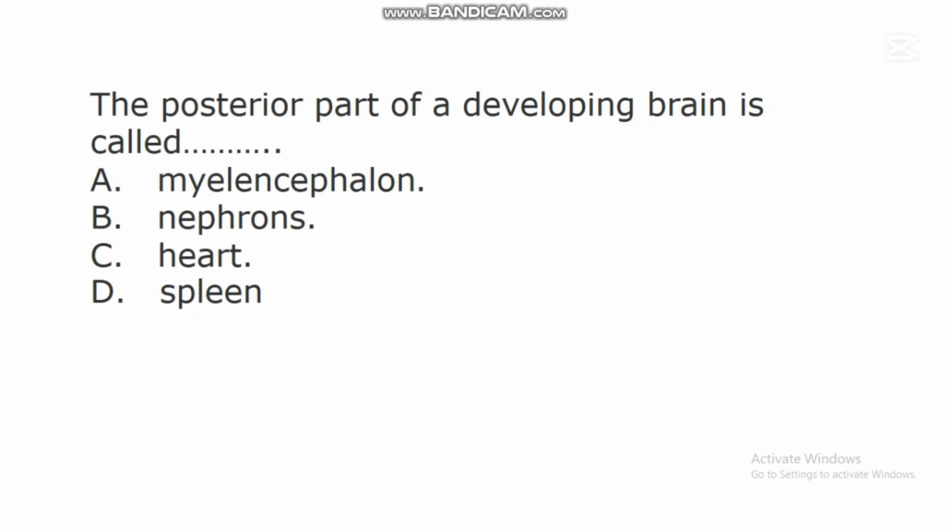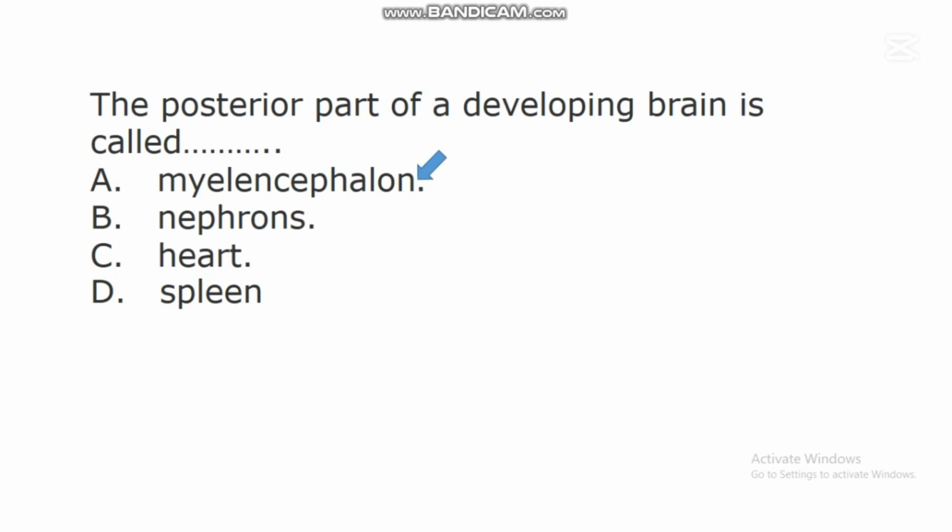The next question says, the posterior part of a developing brain is called dash. A. Melencephalon. B. Nephrons. C. Heart. D. Spleen. In this question, the correct answer is A. Melencephalon. Melencephalon is the posterior part of a developing brain.